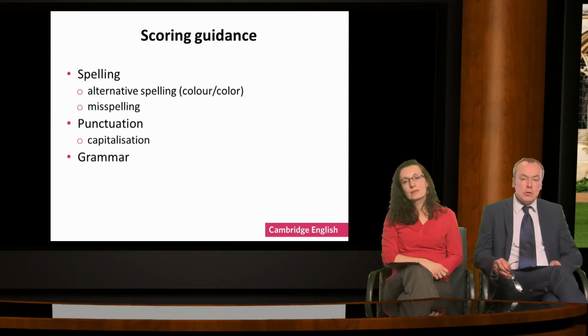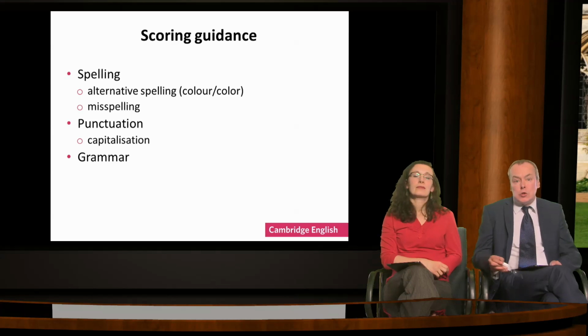We can give guidance to markers and test takers about what spelling to accept as correct. For example, maybe alternative British and American spelling and whether spelling must be correct for marks to be awarded. We can also give guidance to markers about punctuation and grammar, not to penalise for incorrect use of capitalisation, for example, or whether correct grammar is required. This is essential for ensuring that test scoring is reliable.